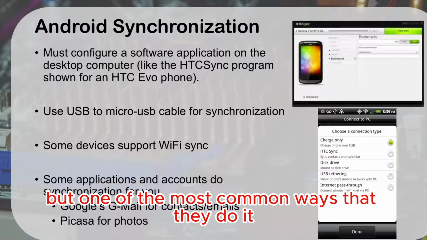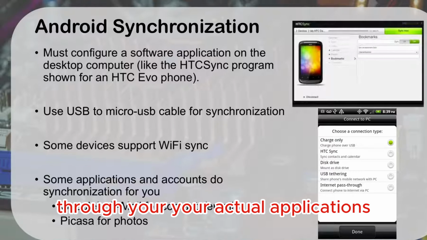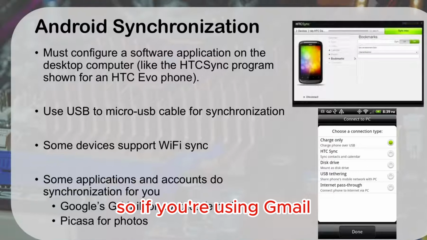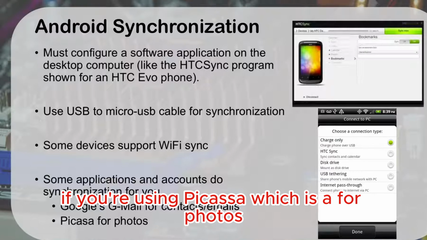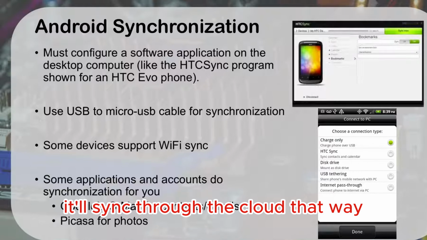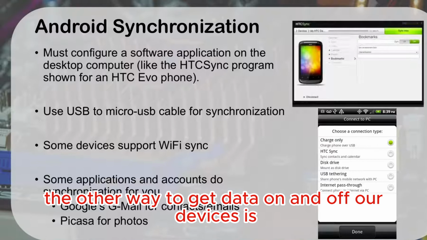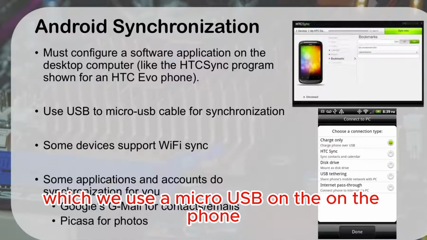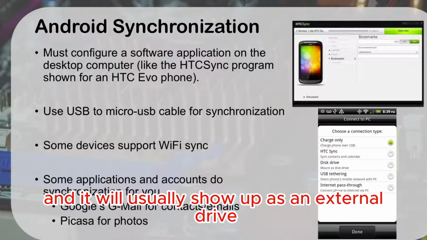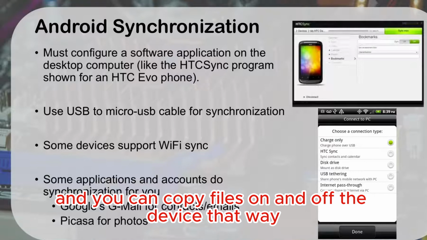But one of the most common ways that they do it is you actually sync it through your actual applications. So if you're using Gmail, you can sync your contacts and email through that. If you're using Picasa, which is for photos, it'll sync through the cloud that way. And things like that are usually how we get things on and off of our Android devices. The other way to get data on and off our devices is we can hook it up using a USB cable, which uses a micro USB on the phone, and we'll plug it into our computer, and it will usually show up as an external drive, like a thumb drive, and you can copy files on and off the device that way as well.